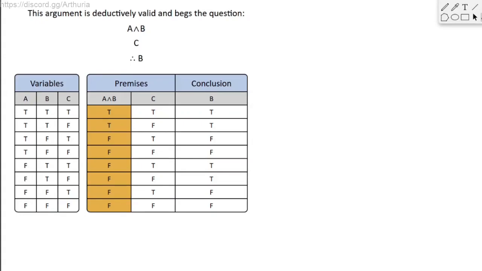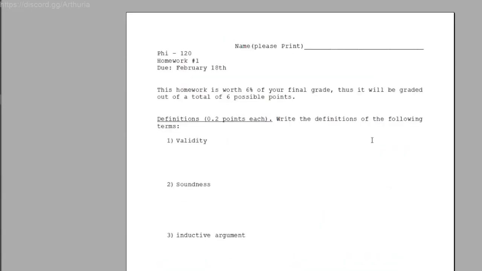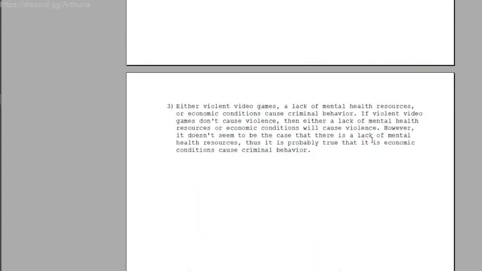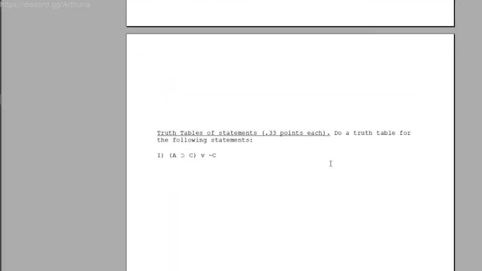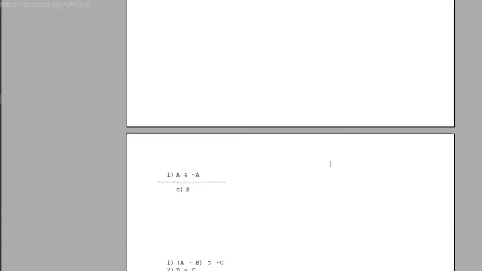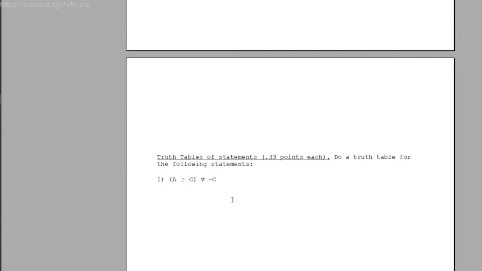But yeah, I posted the homework, and you can look over it. This is pretty rough and ready, I believe. It's got translations that you can do. It's got the truth tables that you can do. And so if you can do all of those, you'll have a pretty firm understanding.